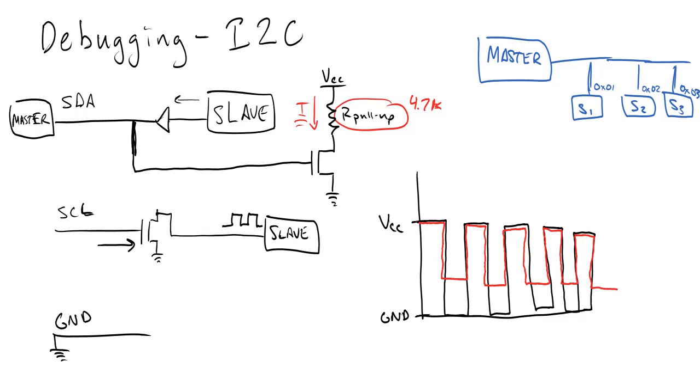We'll get something like that. So the black is what we want. We want a full swing from VCC to ground, and the red is what we're getting on our scope. We're getting, let's say, not even half VCC, right? So this is like VCC over 2. It's not even touching that.